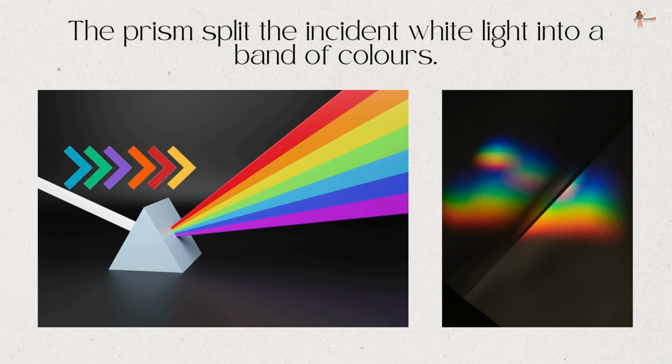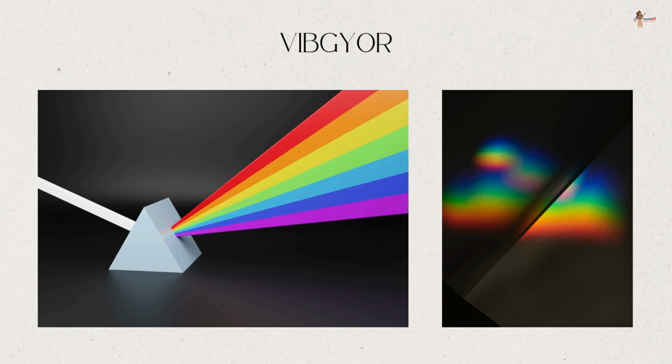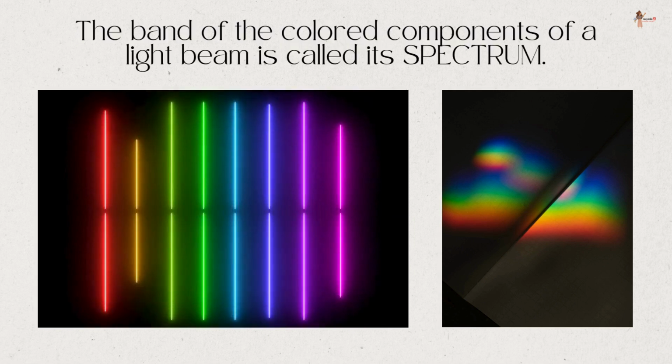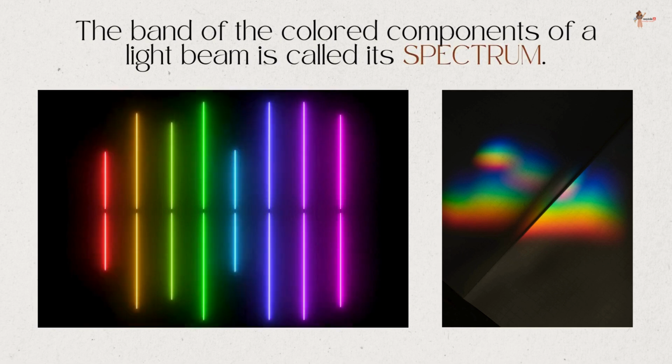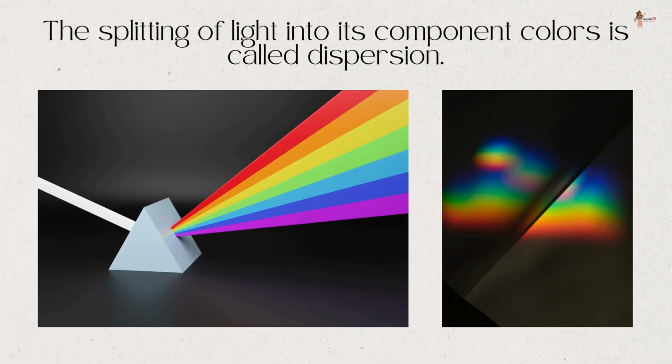The various colors seen are violet, indigo, blue, green, yellow, orange, and red, as shown here. The acronym VIBGYOR will help you to remember the sequence of colors. The band of the colored components of a light beam is called its spectrum. You might not be able to see all the colors separately, yet something makes each color distinct from the other. The splitting of light into its component colors is called dispersion.